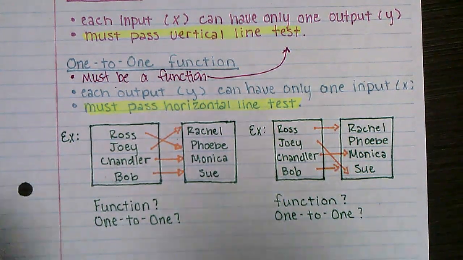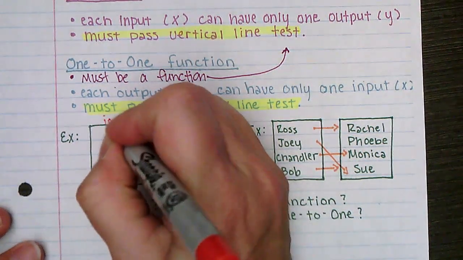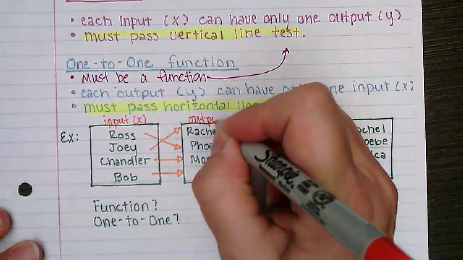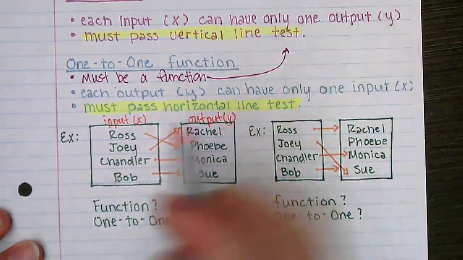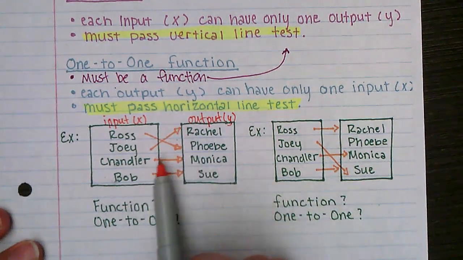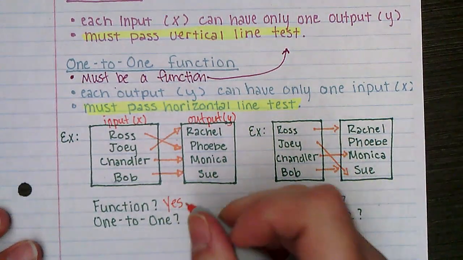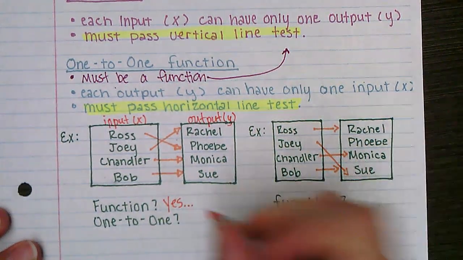So in a function, each input value, which is an x, can only go to one output value, which is a y. So Ross goes to 1, Joey goes to 1, Chandler goes to 1, Bob goes to 1. So is it a function? Yes. Each input only goes to one output.